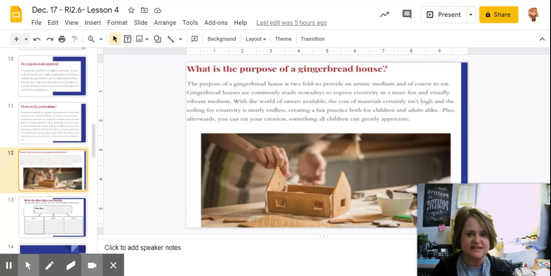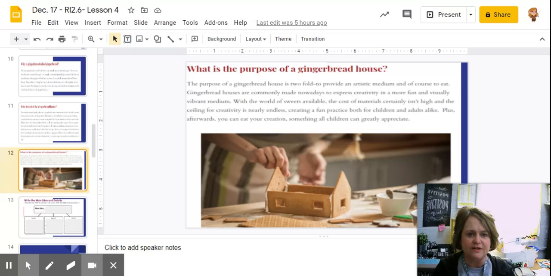The next heading says, what is the purpose of a gingerbread house? The purpose of a gingerbread house is twofold: to provide an artistic medium and, of course, to eat. So in order for people to be able to be artistic, create something, but also to be able to eat it. Gingerbread houses are commonly made nowadays to express creativity in a more fun and visual, vibrant medium.